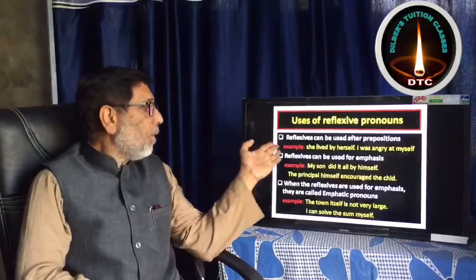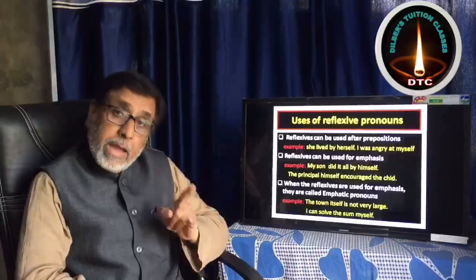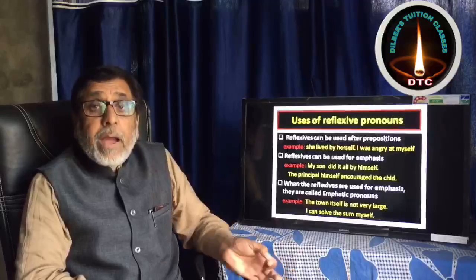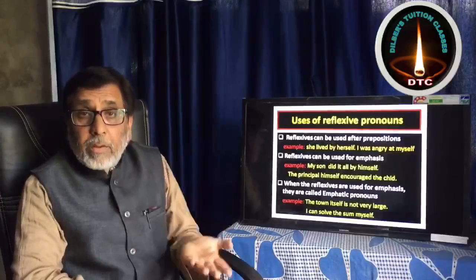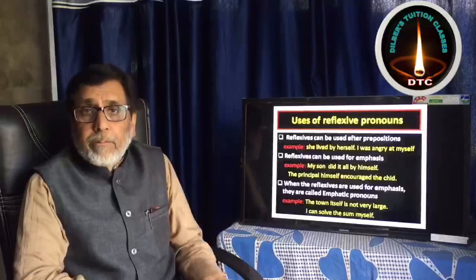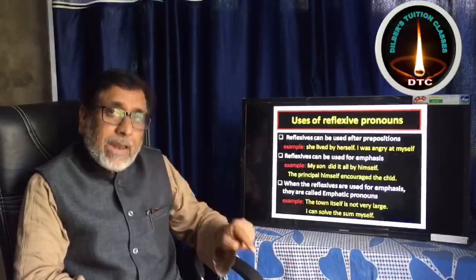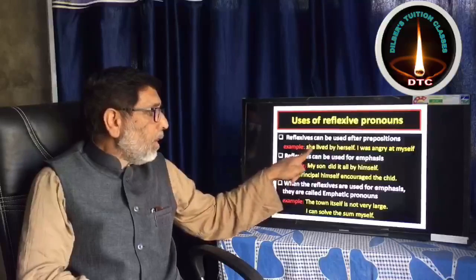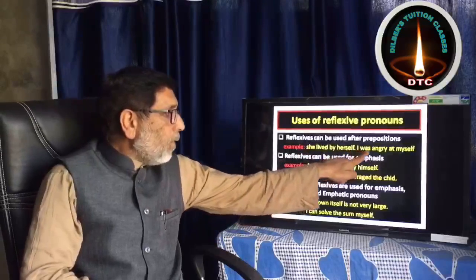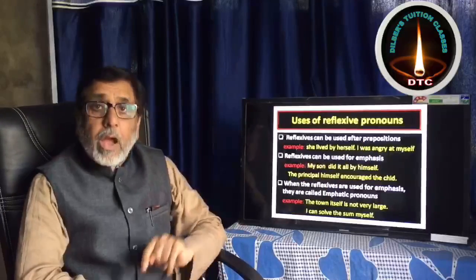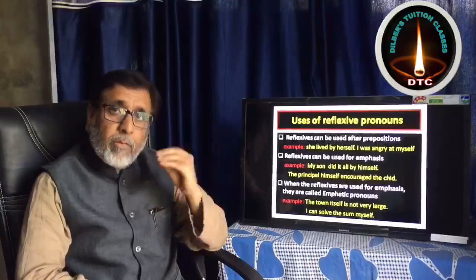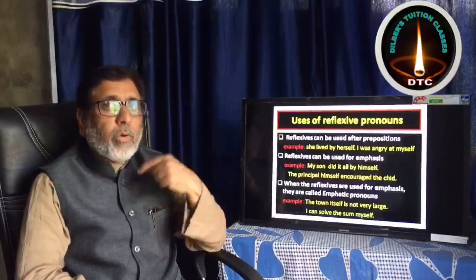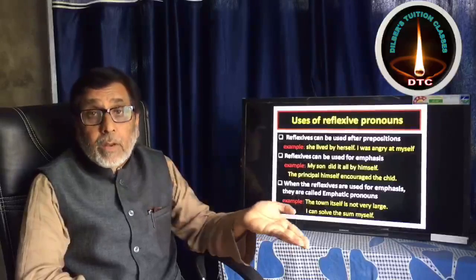For example, she lived by herself. We cannot say she lived herself. No. She lived by herself. But you cannot say she lived herself by. No. She lived by herself. Now you see, this is the reflexive pronoun of she. Herself is the reflexive pronoun of she. I was angry at myself. I was angry, but at myself. So at is the preposition. After that comes the reflexive pronoun.